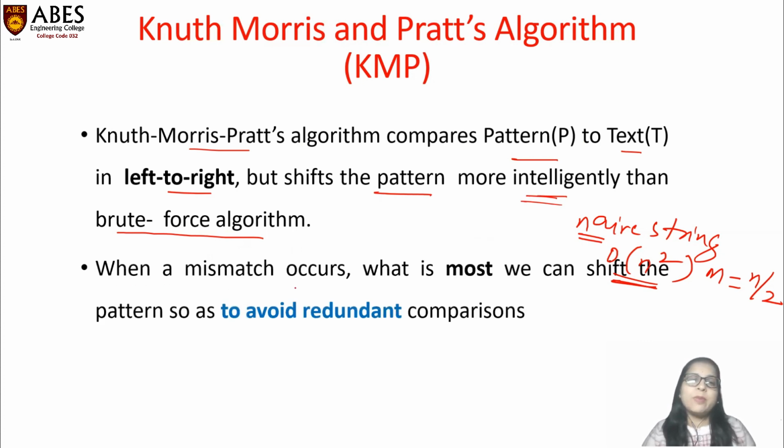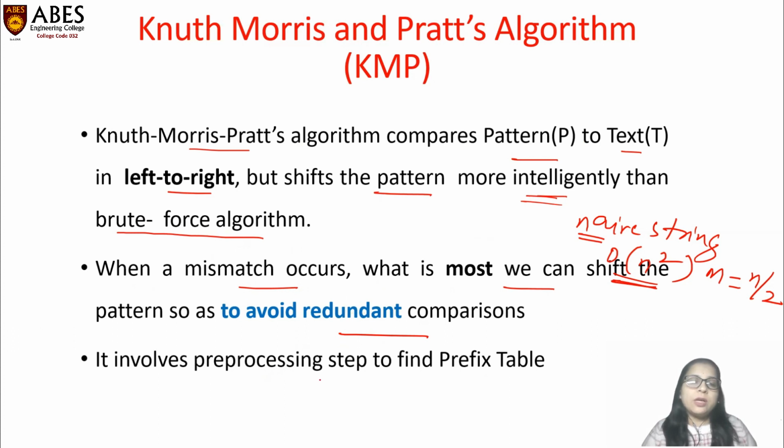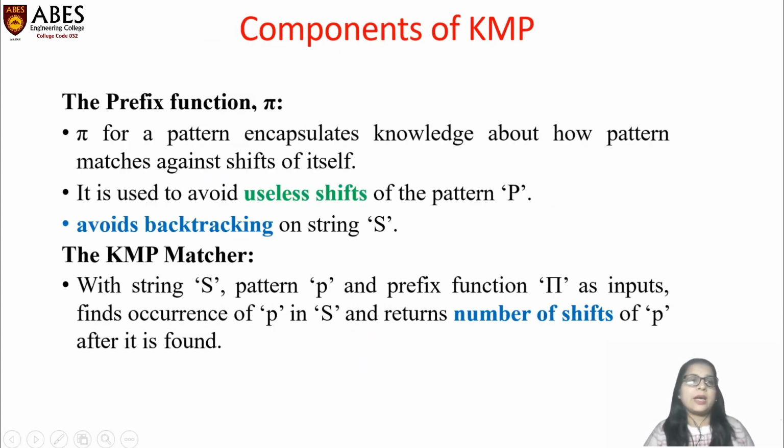Whenever a mismatch occurs, what is the most we can shift? That is first identified, so that we can avoid redundant comparisons. So it involves a very important step known as the pre-processing step, and in this step, we try to find a prefix table. This prefix table is used as a reference to restart the matching of pattern characters with the text characters.